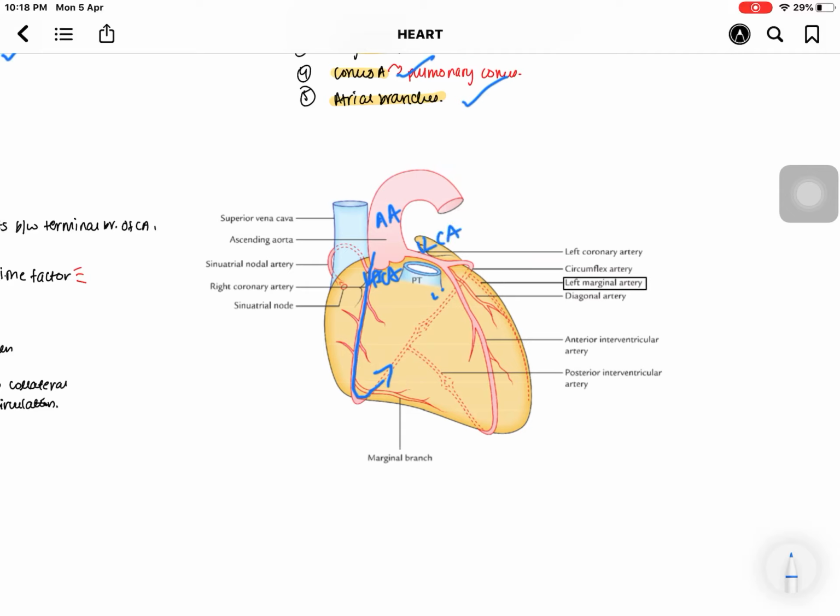Now this is the left coronary artery, which originates and moves downwards between the pulmonary trunk and the left auricle, and divides into two branches: the circumflex artery, which goes backwards, and the anterior interventricular artery, which moves in the anterior interventricular groove, going vertically downwards and notching onto the inferior border of the heart to go backwards and anastomose with the posterior interventricular artery.